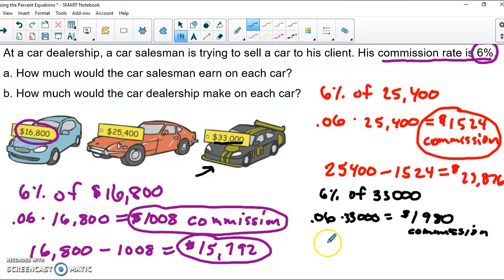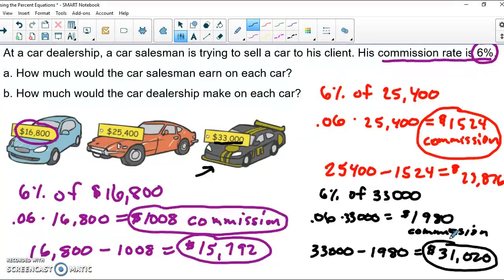But the car dealership is going to have to pay that out. So to find the amount the car dealership makes, I take the price that they sold the car for and I subtract out that commission. So 33,000 minus 1,980 is a difference of $31,020. So this is the amount that the car dealership makes.